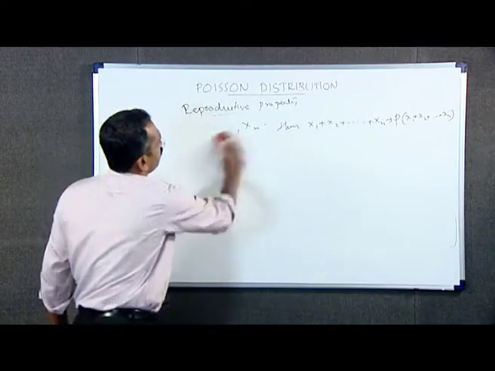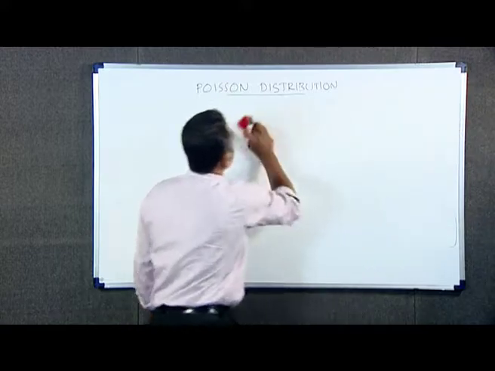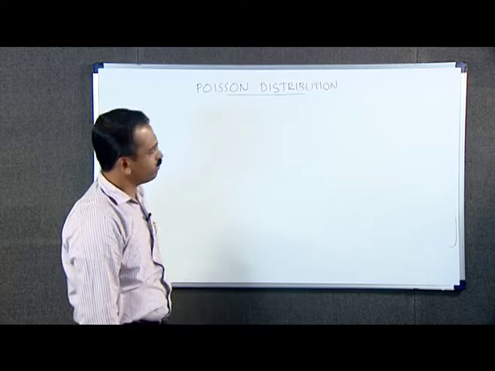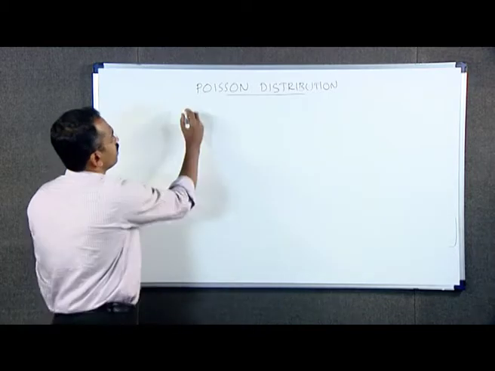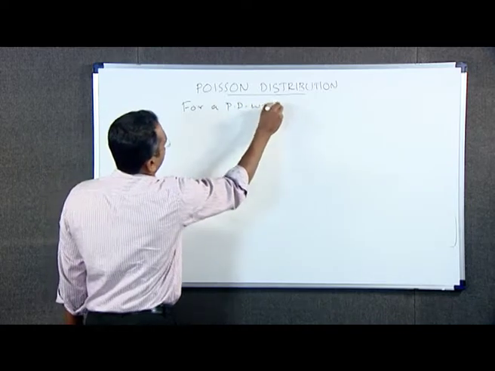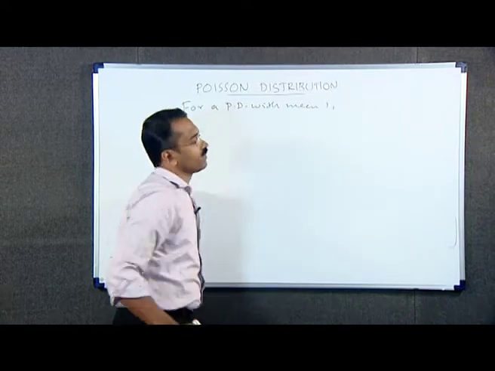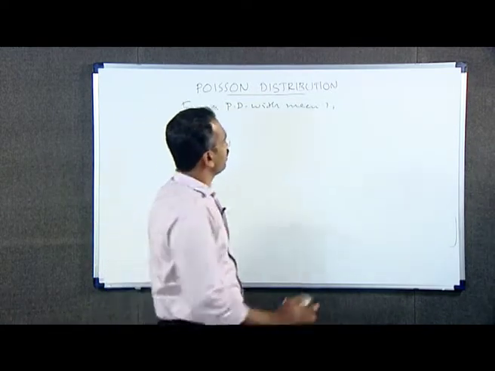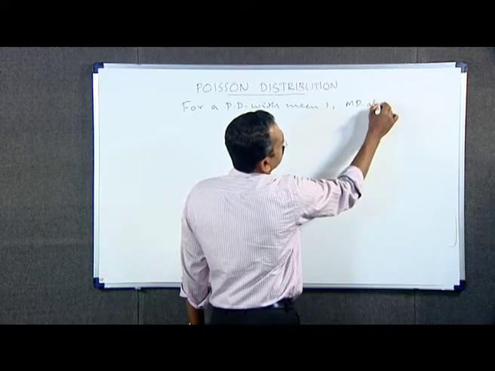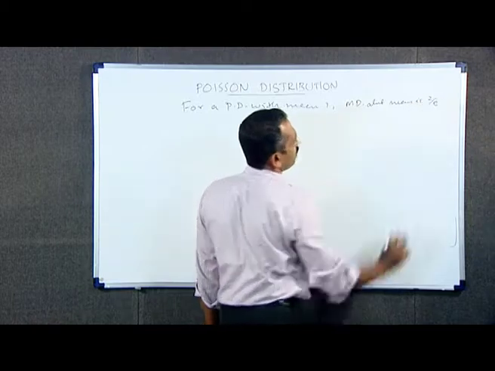Now, another property is, for a Poisson distribution with the mean 1, the mean deviation about mean is 2 by e. Mean deviation about mean is 2 divided by e.